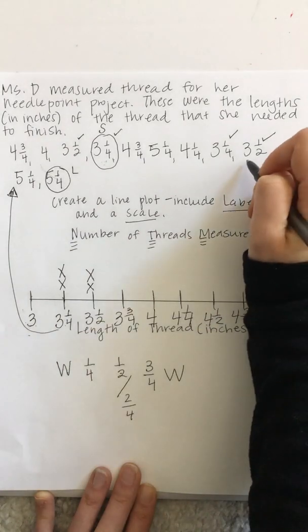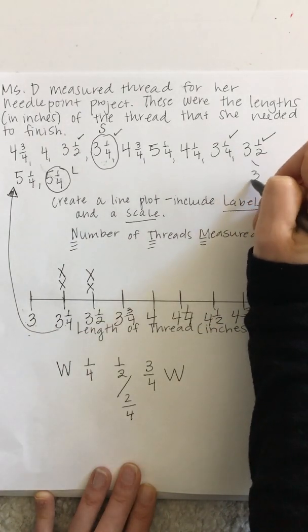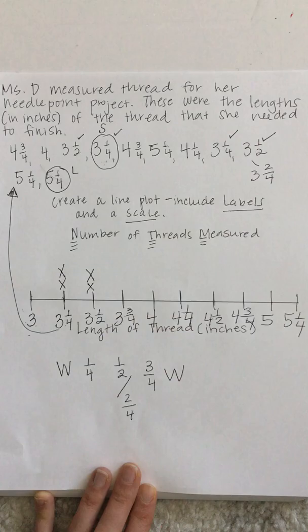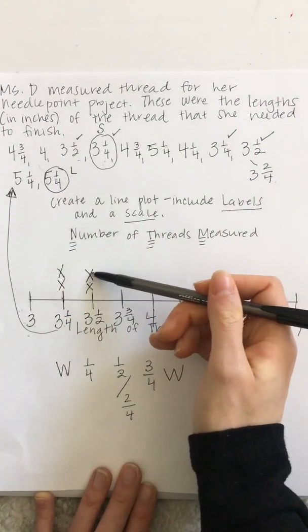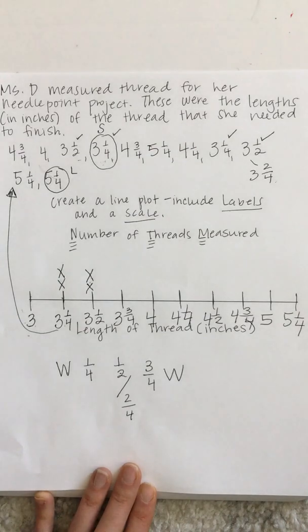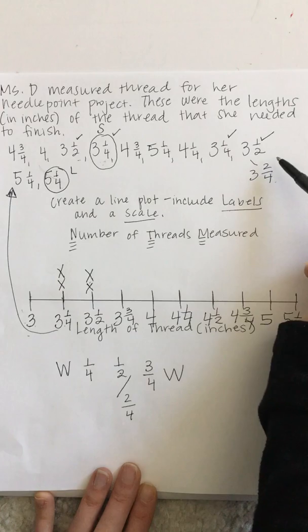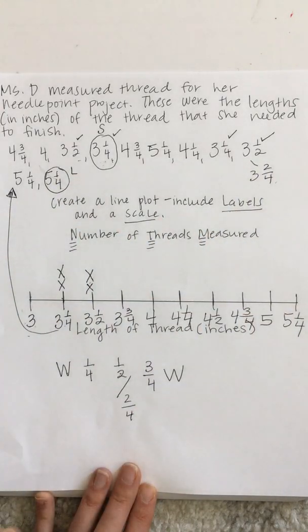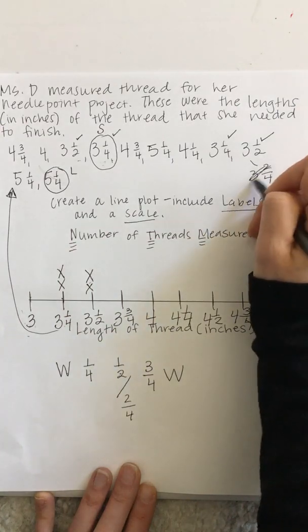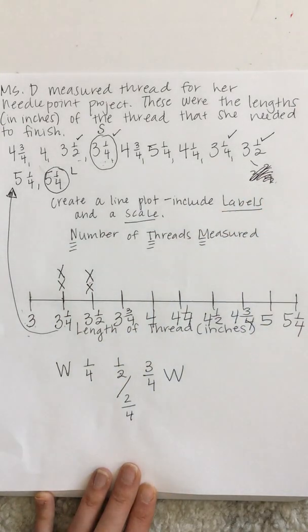Now really quick, what if here I had, instead of 3 1/2, I had 3 2/4? What if I had a 3 1/2 here and a 3 2/4 there? Would I still have 2 X's? So your answer would be yes. Why? Because these are equivalent to each other. So if I had 3 1/2 and then 3 2/4, you should automatically know that those are the same. But I'll X this out right now so you don't get confused.